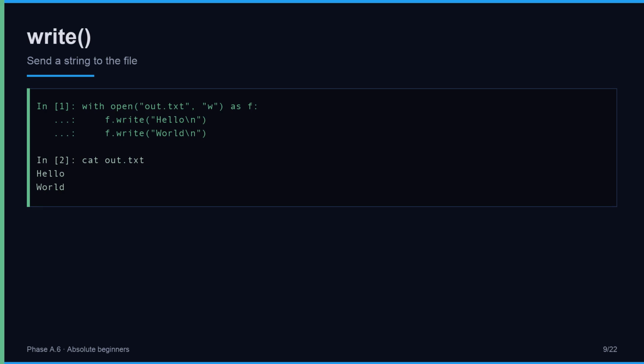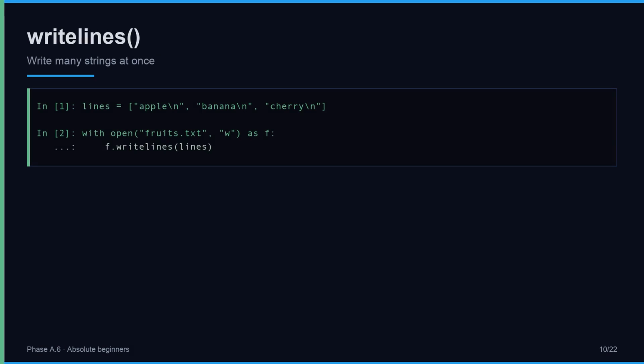Write sends strings. Writelines takes a list of strings and writes them all in one call. Despite the name, it does not add newlines for you, each string must already contain its own line break if you want one. Writelines is just a convenient way to dump many prepared lines into a file at once. If your strings have no newlines, they will all land on the same line. Prepare your data first, then write.